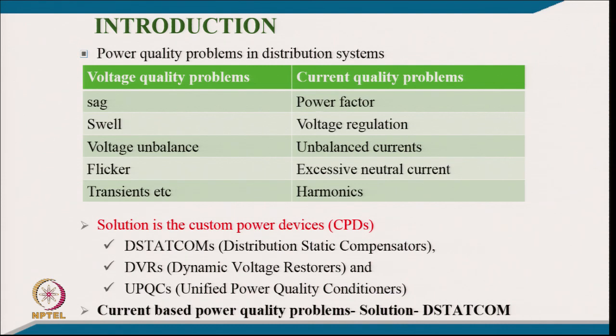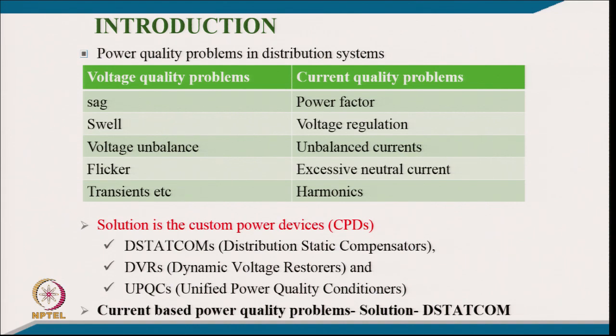Well, for power quality problems in the distribution system, we have two kinds of problems. One is voltage power quality problems, which we discussed in the introduction and earlier lectures, typically voltage sag, swell, voltage unbalance and flicker, for example. And current power quality problems are like power factor, voltage regulation problem, unbalanced current, excessive neutral current, and if there are harmonics, then harmonics also. But here we will not consider the harmonics in the typical D-STATCOM; we will cover that later in active shunt filters.